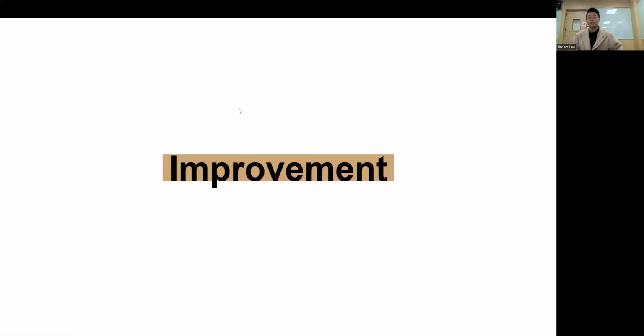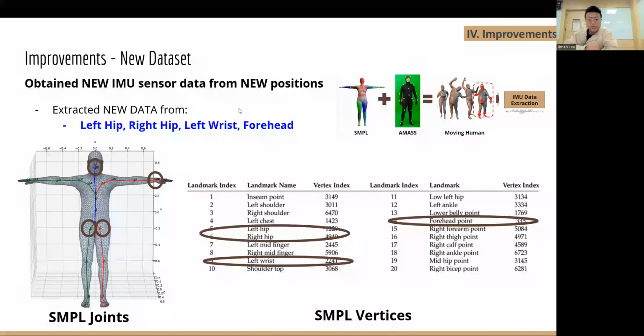Right. Hi, my name is Shinza Ri, and I will explain the improvement progress and the plans. So first, we got new data sets by extracting from new points. It means new joints. So we extracted new data from left hip, right hip, left wrist, and forehead. The criterion for choosing the above points is whether the IMU can be located in daily life. We thought about the smartphone in the left hip and right hip, a smartwatch on our wrist, and AirPods on our head. We refer to the official explanation in SMPL, and we can make new data sets.